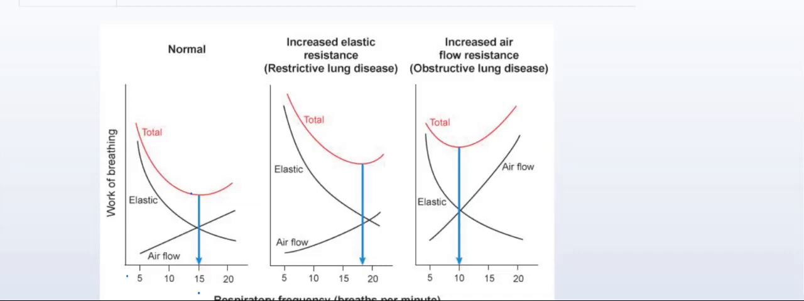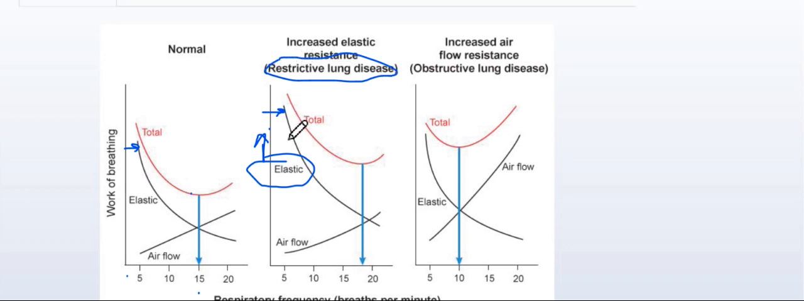So we see here that in restrictive lung diseases, as we know, the elastic resistance is increased. As the elastic resistance is increased, comparatively it is increased relative to normal. When the elastic resistance is increased, the work of breathing is also increased to overcome that elastic resistance that usually occurs in the restrictive lung diseases.